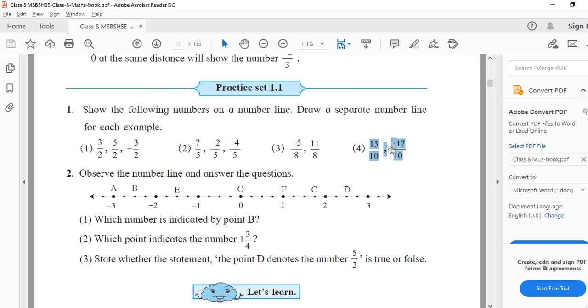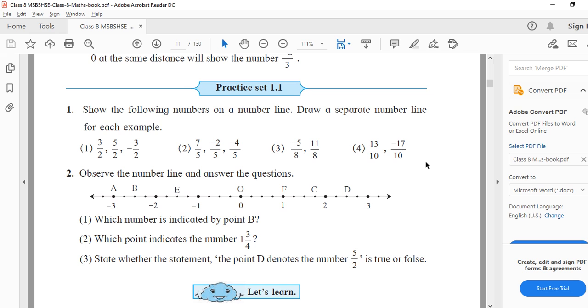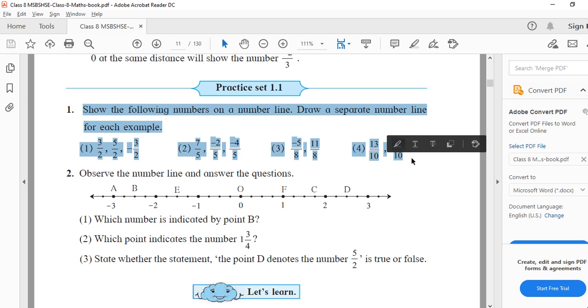Now the next number we need to show is minus 17 upon 10, so that will be on the left hand side. 1 2 3 4 5 6 7 8 9 10 11 12 13 14 15 16 17, so this is your minus 17 upon 10. So we are done with the first part of exercise 1.1.